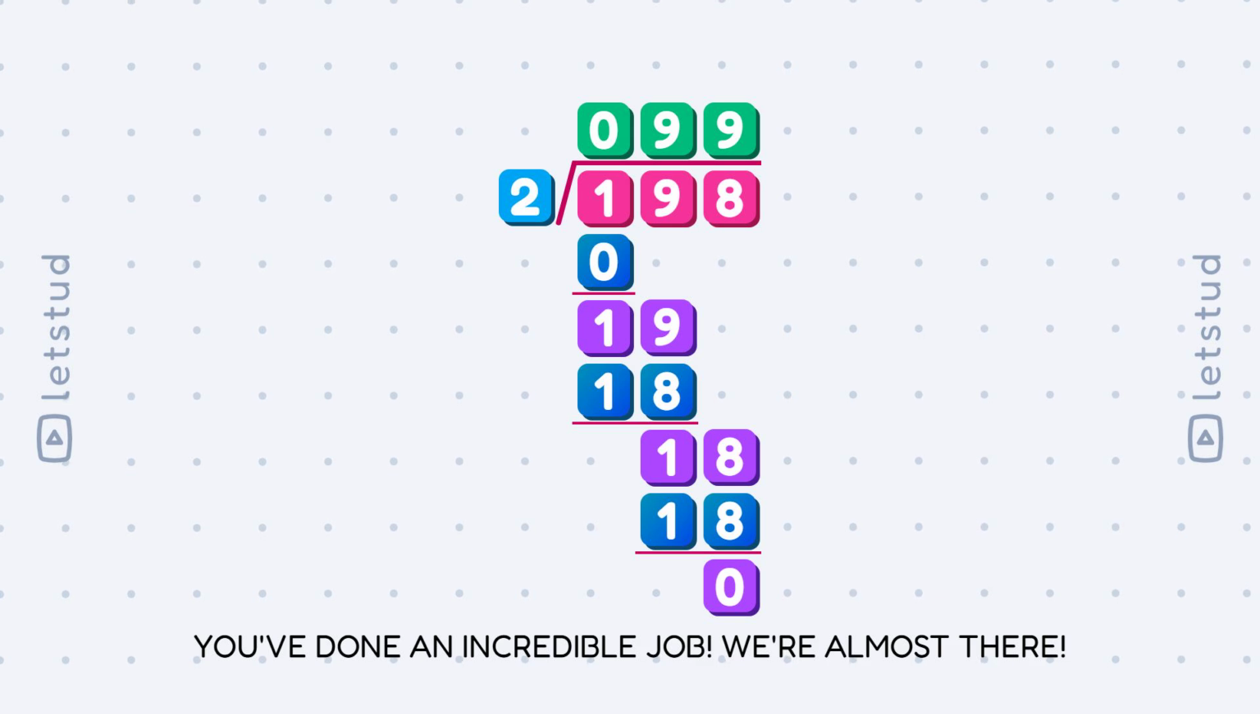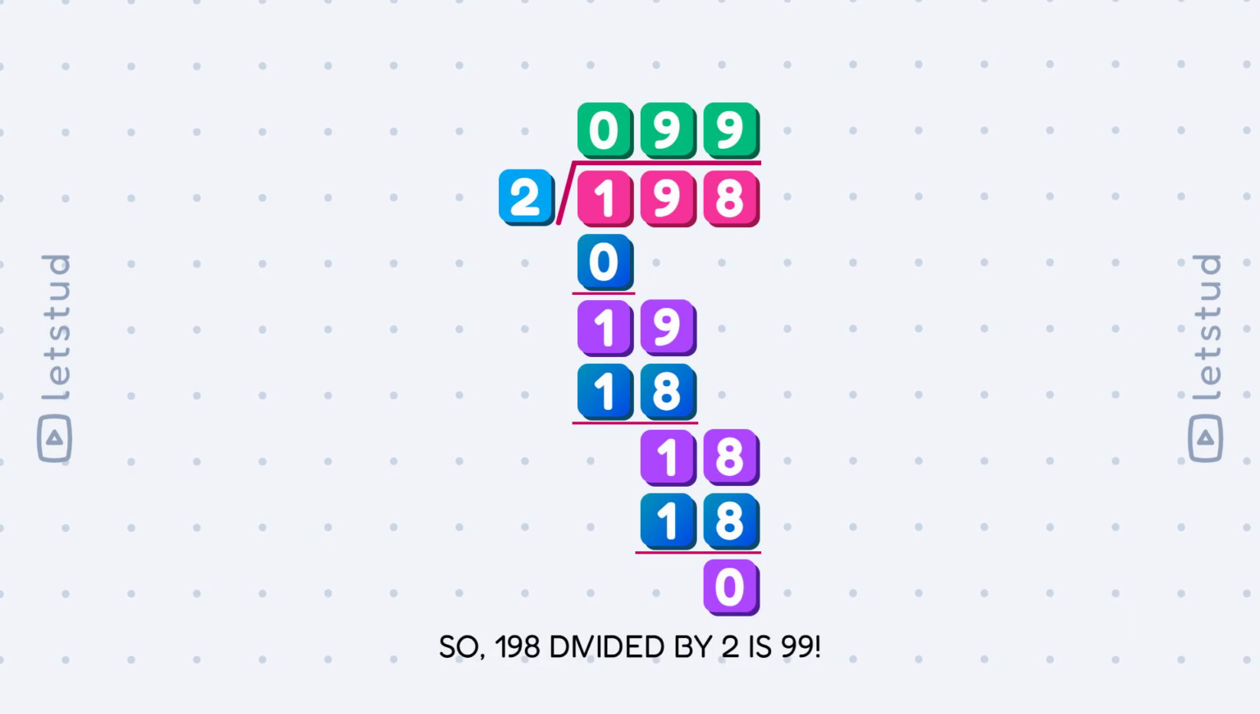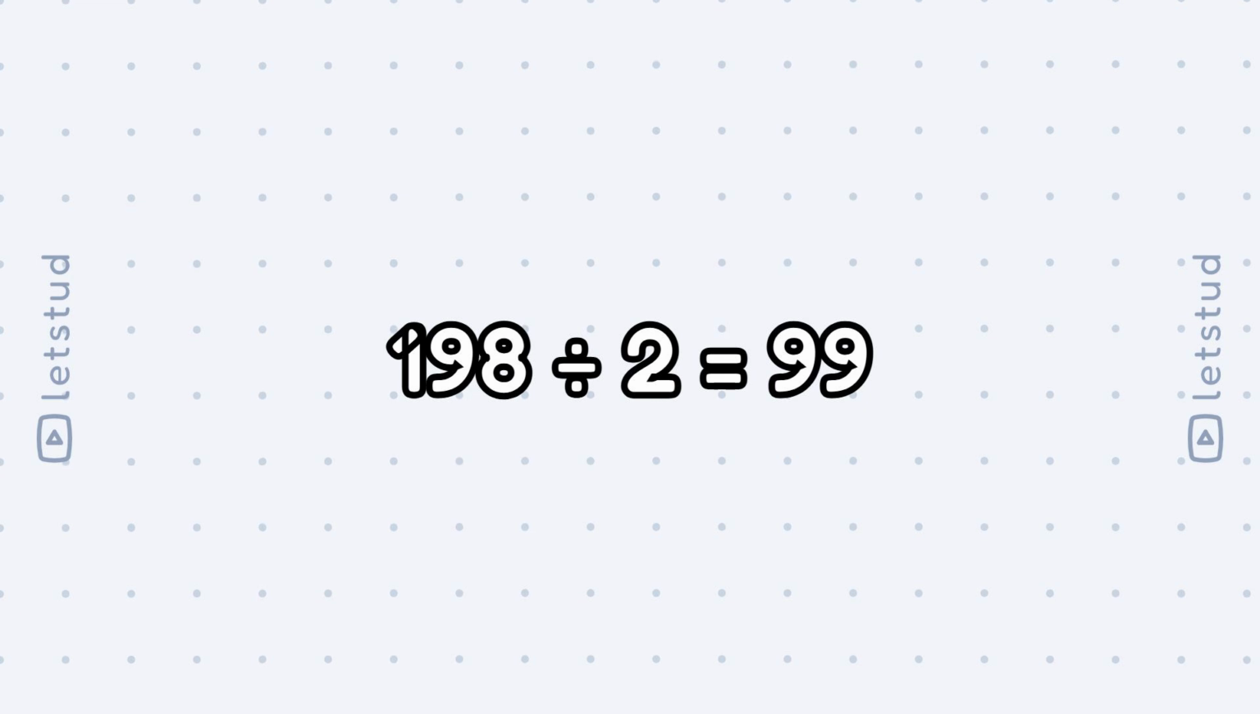We're almost there. We've used all the digits and have no remainder. We have successfully divided 198 by 2. So 198 divided by 2 is 99. We did it. We learned how to divide 198 by 2 using long division.